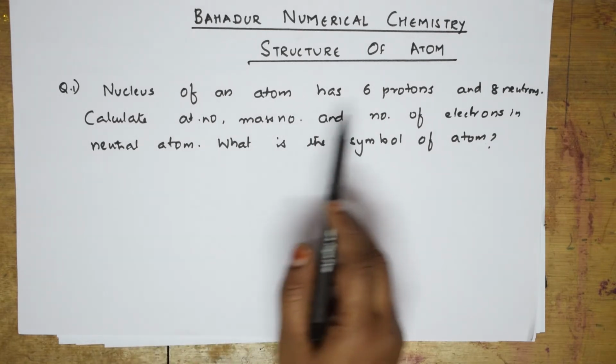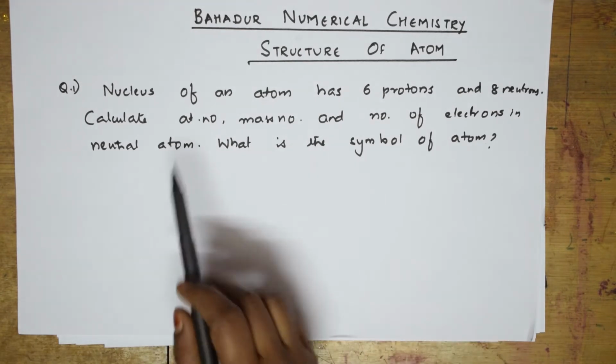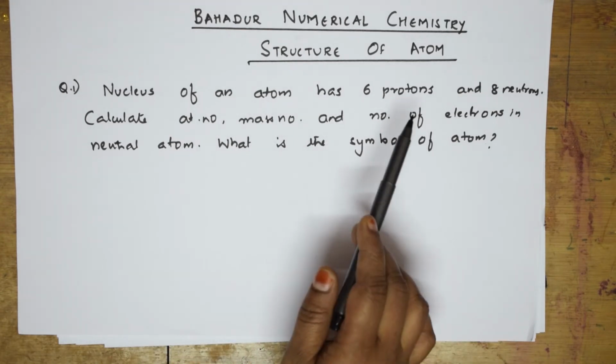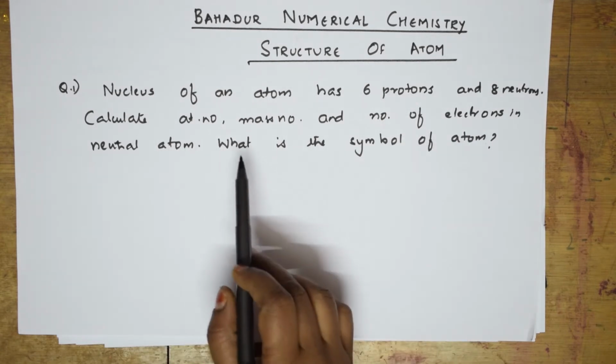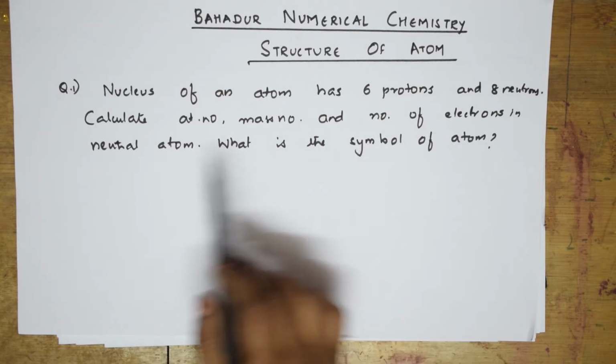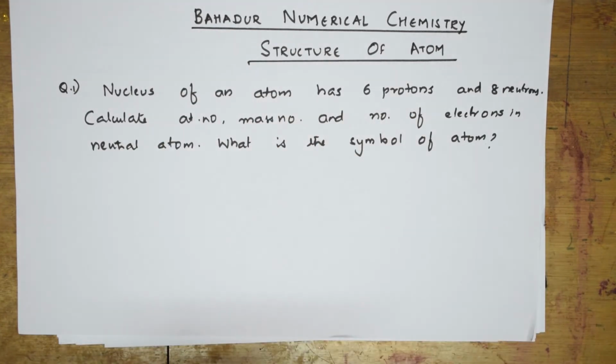Nucleus of an atom has 6 protons. I'll be doing all the basic numericals also, right? The nucleus of an atom has 6 protons and 8 neutrons. Calculate atomic number, mass number, and number of electrons in the neutral atom. What is the symbol of the element? So all the topics are there at one stretch.